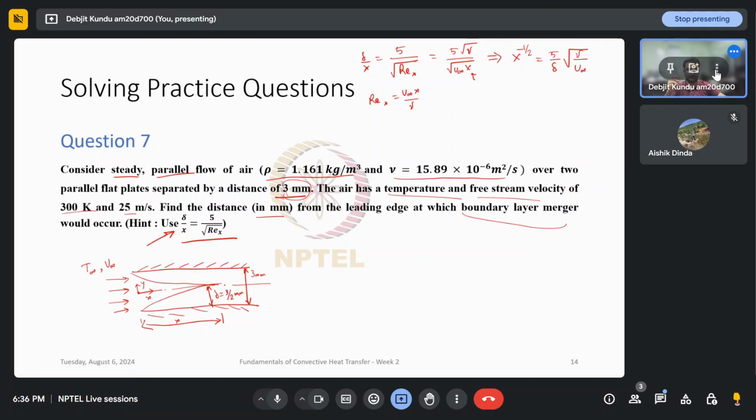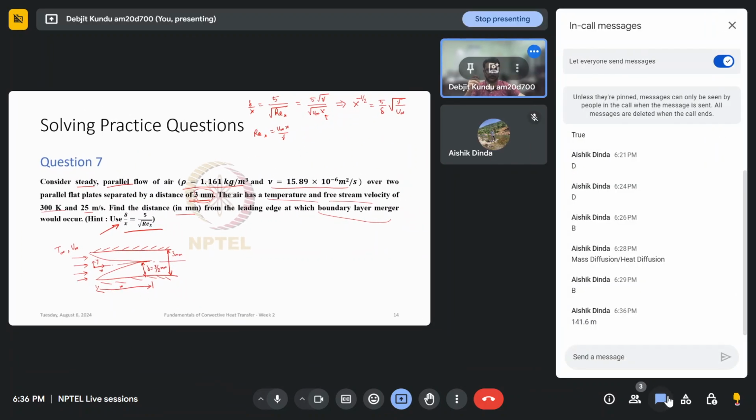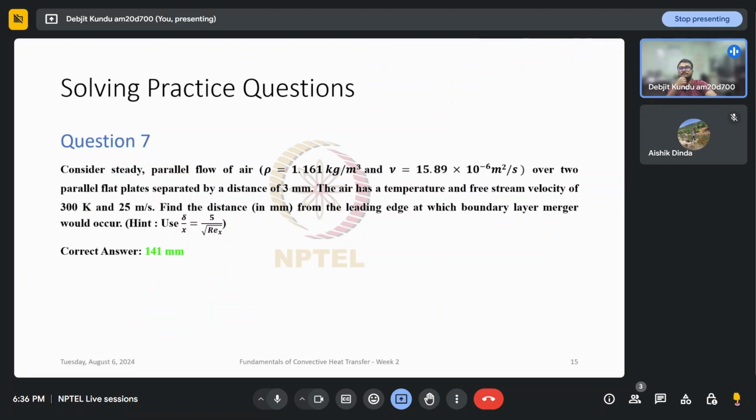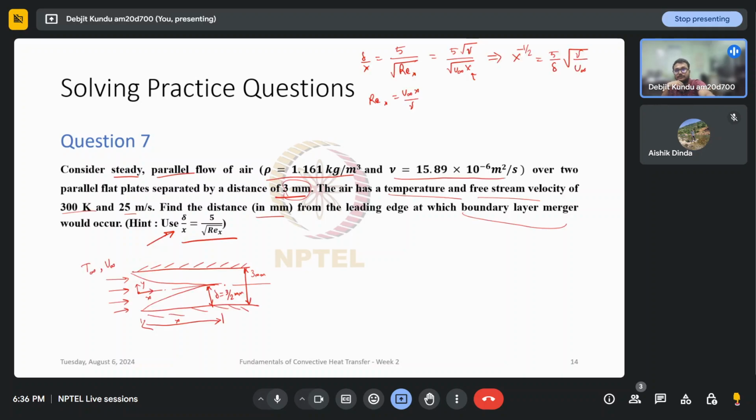Wait, I see you gave an answer. Let's take a look at that. 141.6. Yeah, I think that's close to the correct answer. Yeah, the correct answer is 141. Good. So let's go back to the solution once again.